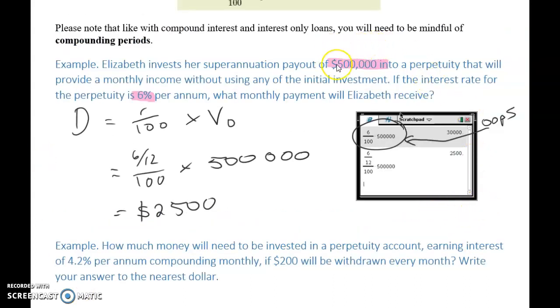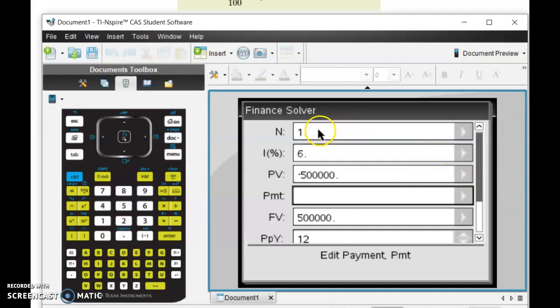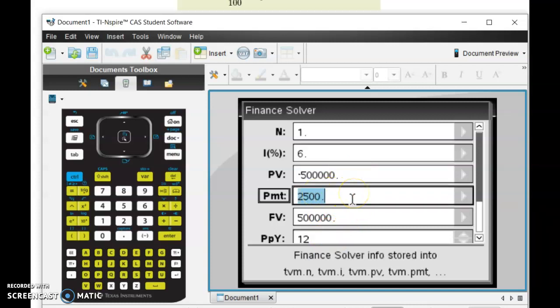Now if you wanted to use Finance Solver for this, which you could if you wanted to, the 500,000 would be both your principal value and your future value, except it'll be a negative as your principal because you're paying it into the bank, and a positive as your future value because the bank could pay it all to you or owes it to you. You've got your 6% per annum and it's monthly. So your Finance Solver would look like this. There's the 6%, there's the negative principal, there's the positive future value. I've got my payments per year at 12, and we hit enter, and we get a payment of $2,500.